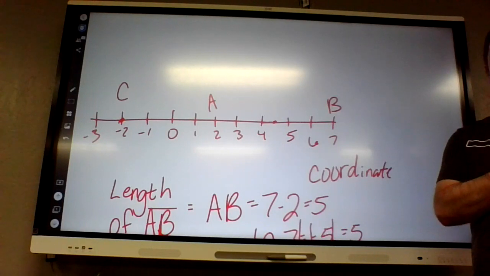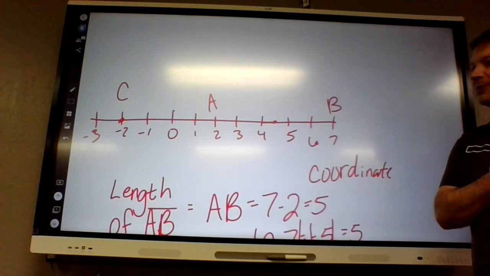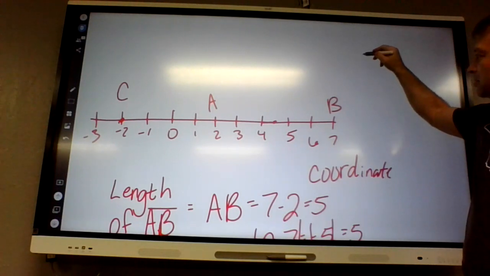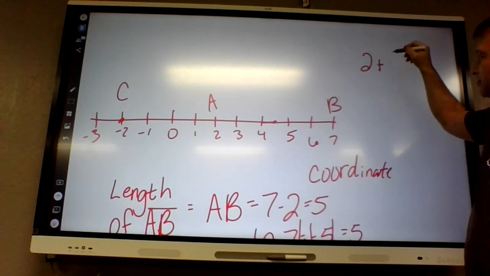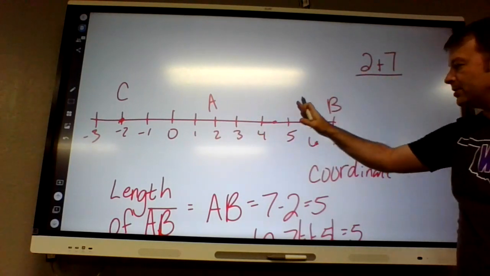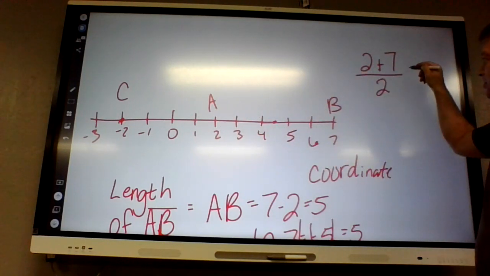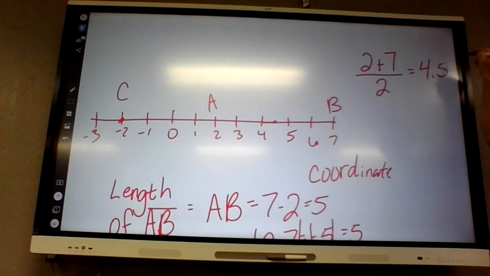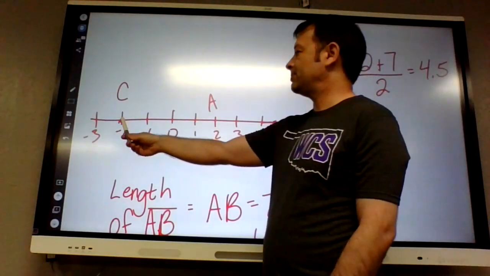There is an easier way to do it though. Anybody have any idea? So the midpoint is like right between. How do we find numbers right in the middle of two other numbers? Mean. Yes, mean, which means average. So you add these two together and divide them by 2. And that gives you the midpoint. Does it work with negatives? What's the midpoint of segment CB?